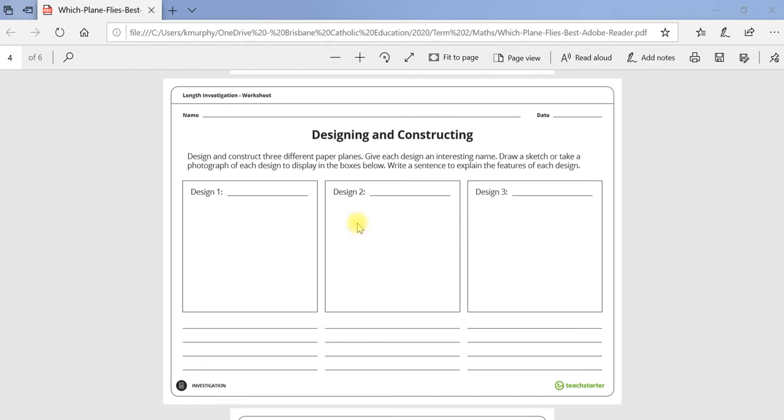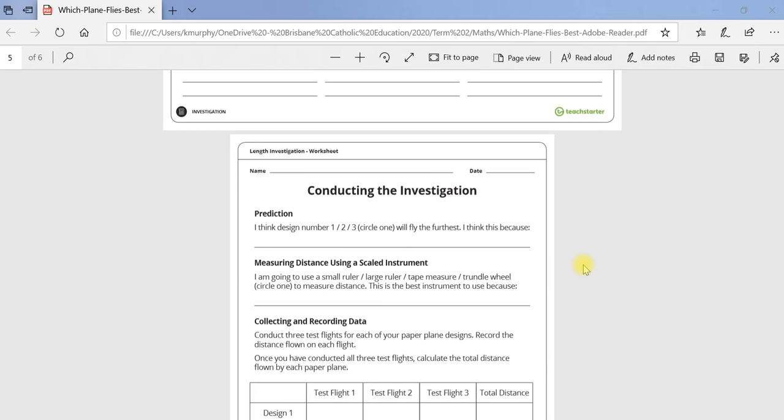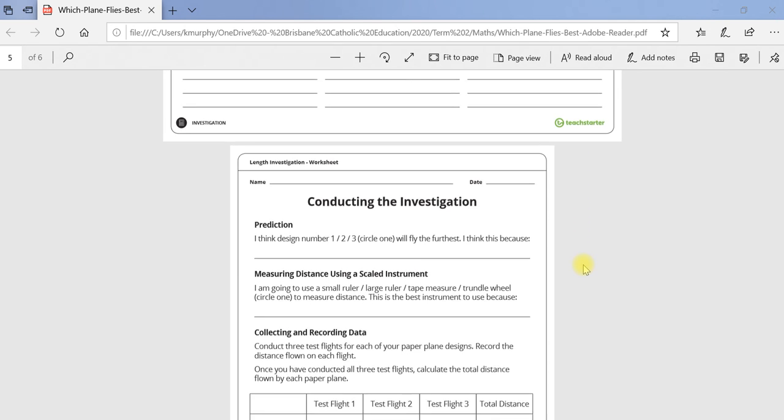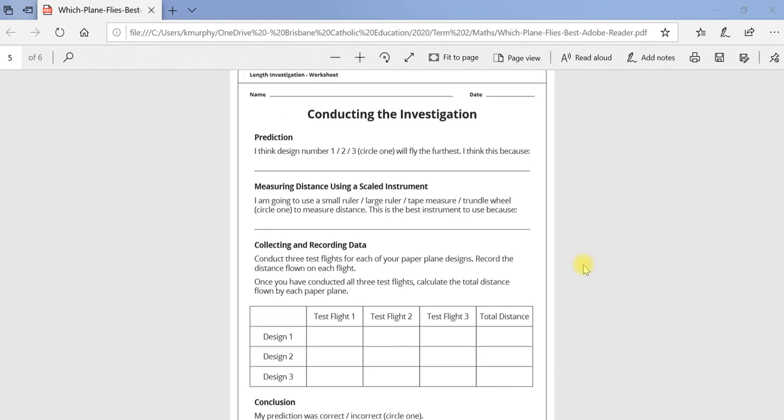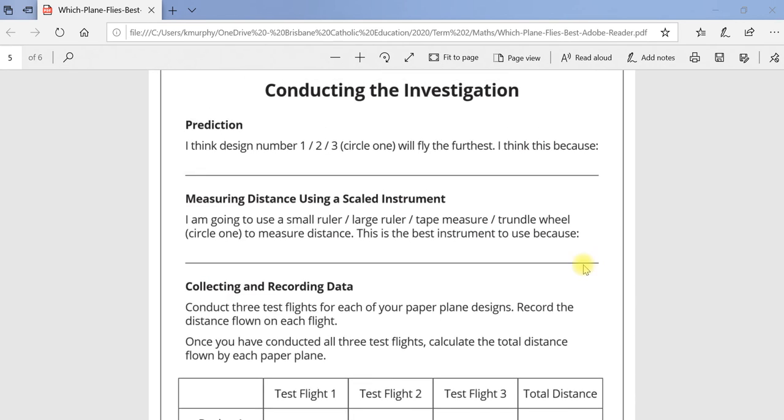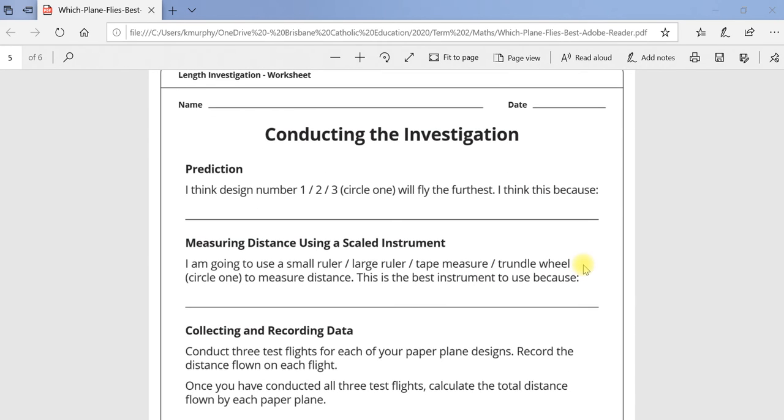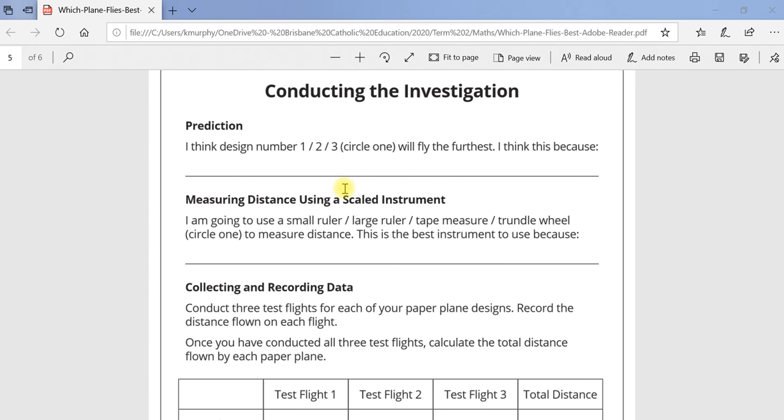Once you've constructed and designed your 3 planes, then you will be conducting the investigation. Because we need to make sure that we're doing things properly, we will make a prediction first. Which of your designs, is it going to be 1, 2, or 3, will fly the furthest, and why do you think that?